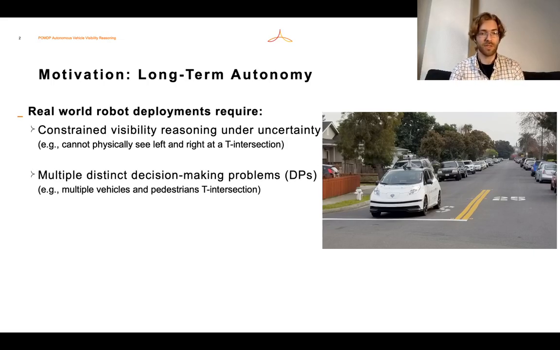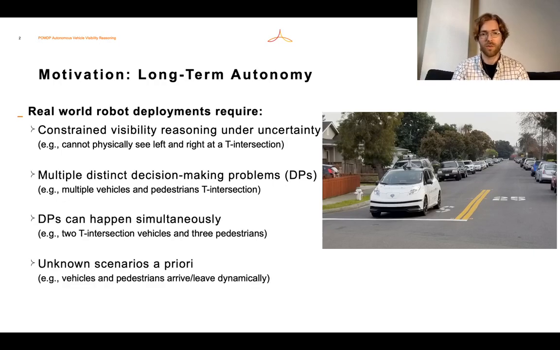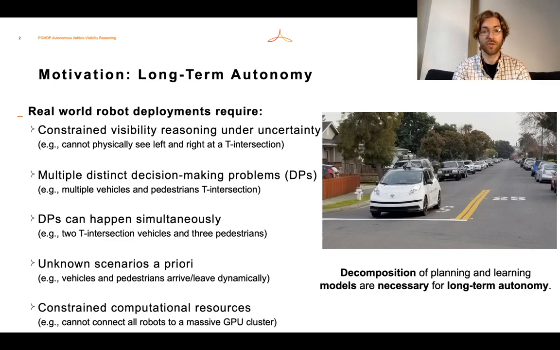Now we have multiple distinct problems here, some involving multiple vehicles, multiple pedestrians. However, these can happen at the same time. We don't know what we're going to encounter before we drive, and any solution we create has to be done with constrained computational resources. So our solution is to decompose what would otherwise be a rather large problem into small tractable ones and fuse their solutions online to produce long-term autonomy.